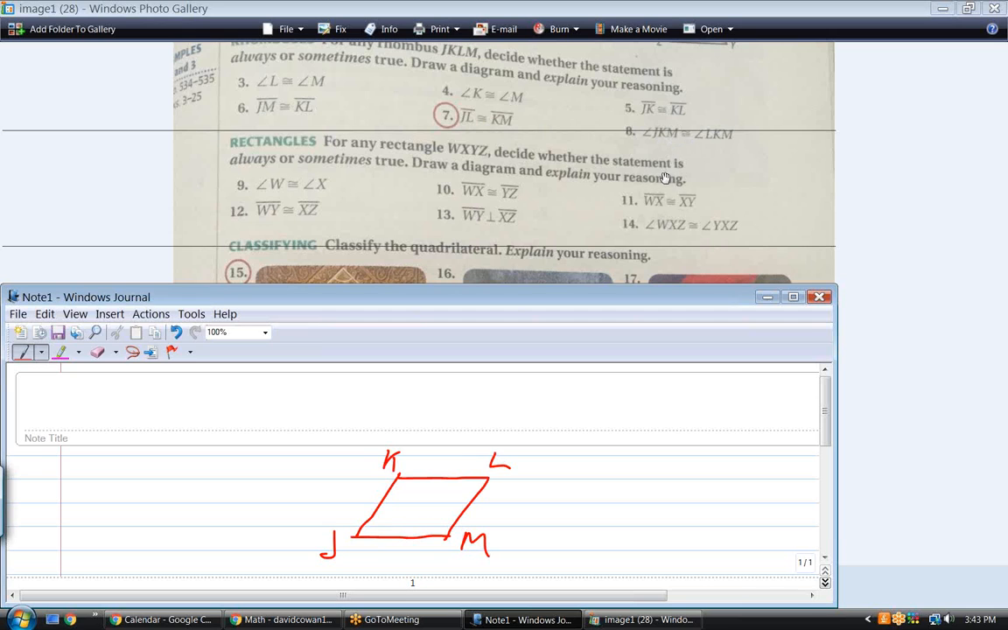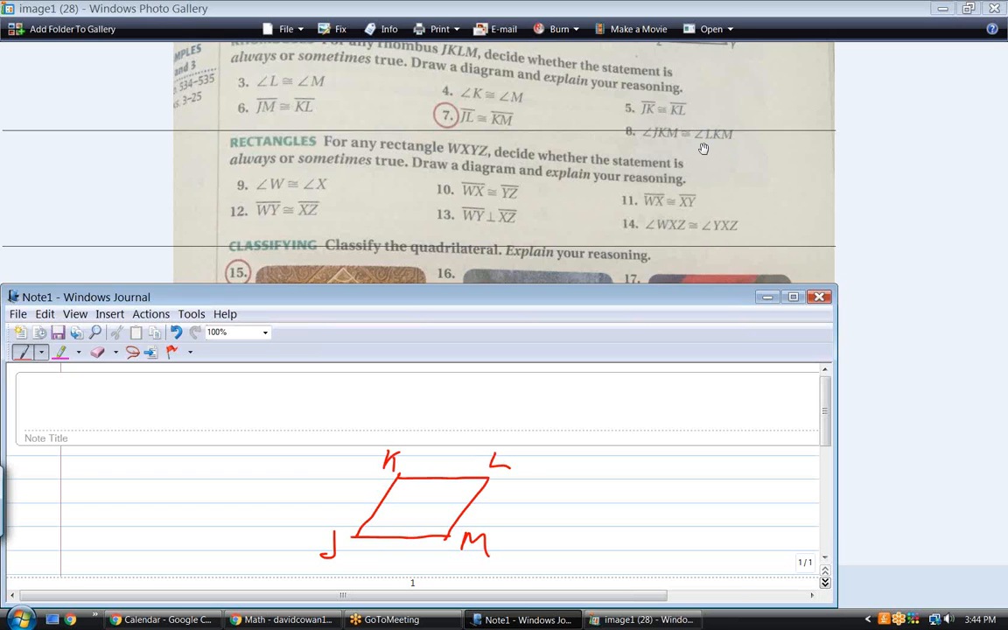JKM and LKM. Well, that's interesting. Did I label this thing wrong? I don't know. It didn't give you very much guidance as far as labeling. Seemed to me that I had only one choice. I could either go clockwise or I could go counterclockwise. It doesn't make any difference in terms of this; the question doesn't make any sense.